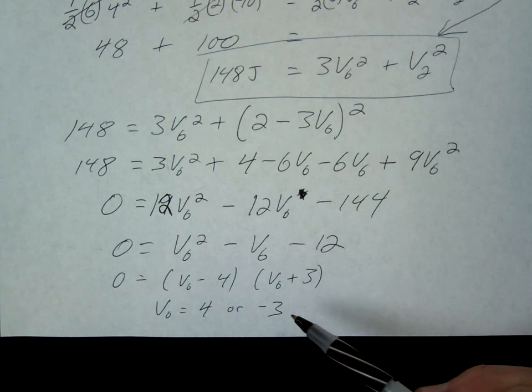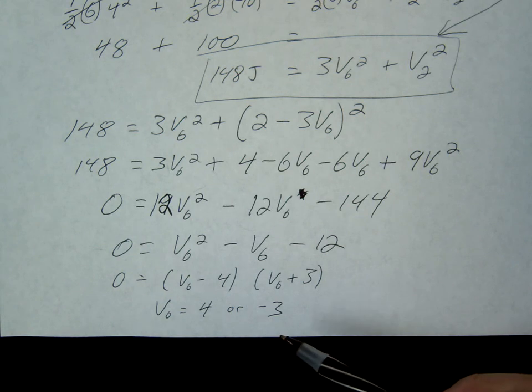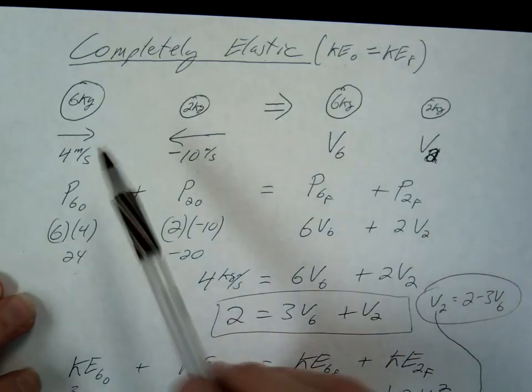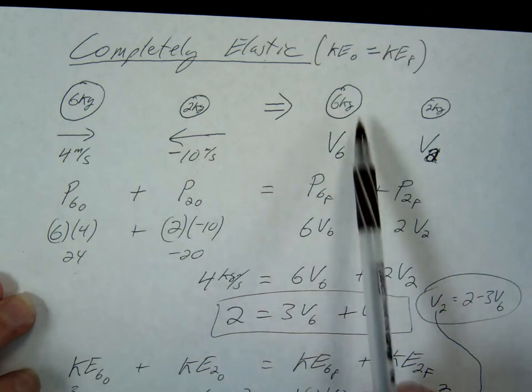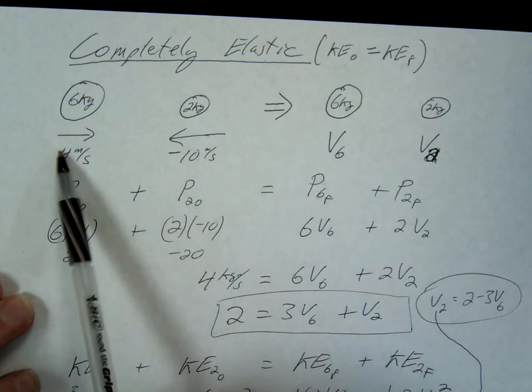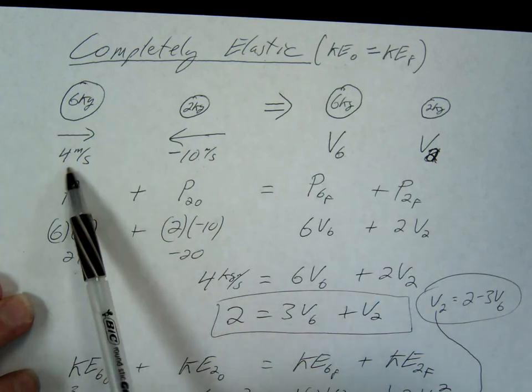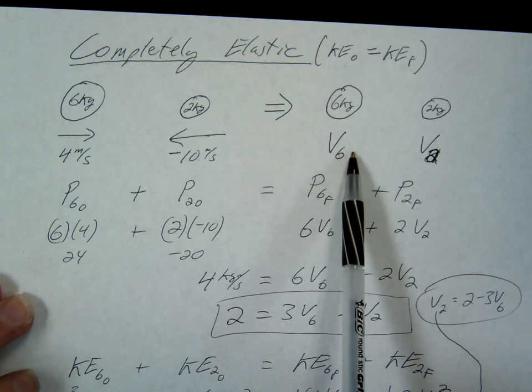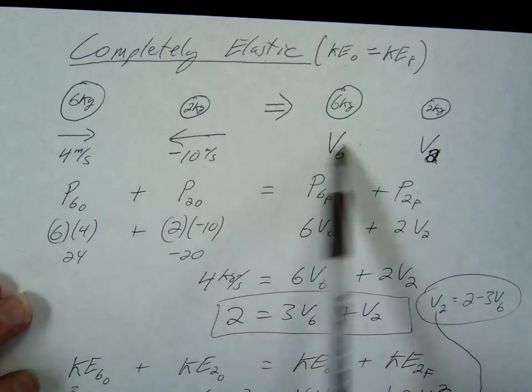Okay, so now you have to think about what's the wrong answer or what's the right answer. So go back to the original. Let's just look at what happened. Notice we're talking about 6 here, right? And we just said v6 is either 4 or negative 3. Well, what was v6 originally? 4. So is v6 finally going to also be 4? No. So basically what that would mean is that they missed.